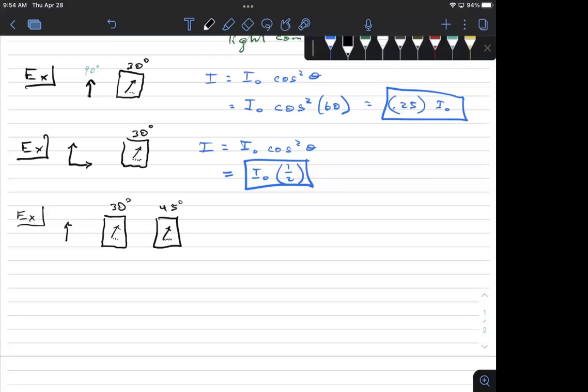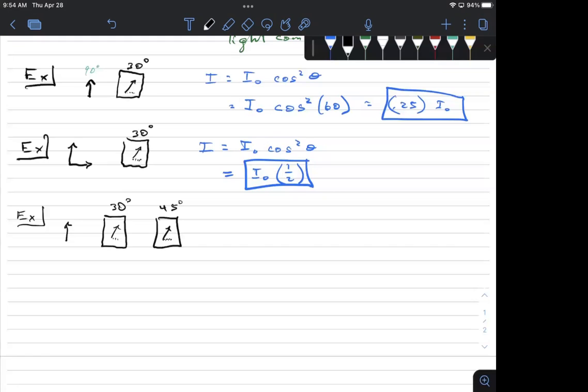How do I handle it? It turns out that the rule you can think about is for every filter, you're going to multiply another cosine squared theta. Just like the first example, we had one filter sitting there, so we have one cosine squared theta to worry about. Here we have two filters. Each one of those things has to give us a cosine squared. And so the question would be, okay, you have two cosine squareds. Do you add them? Do you subtract them? Do you multiply them? It turns out you multiply the cosine squareds.